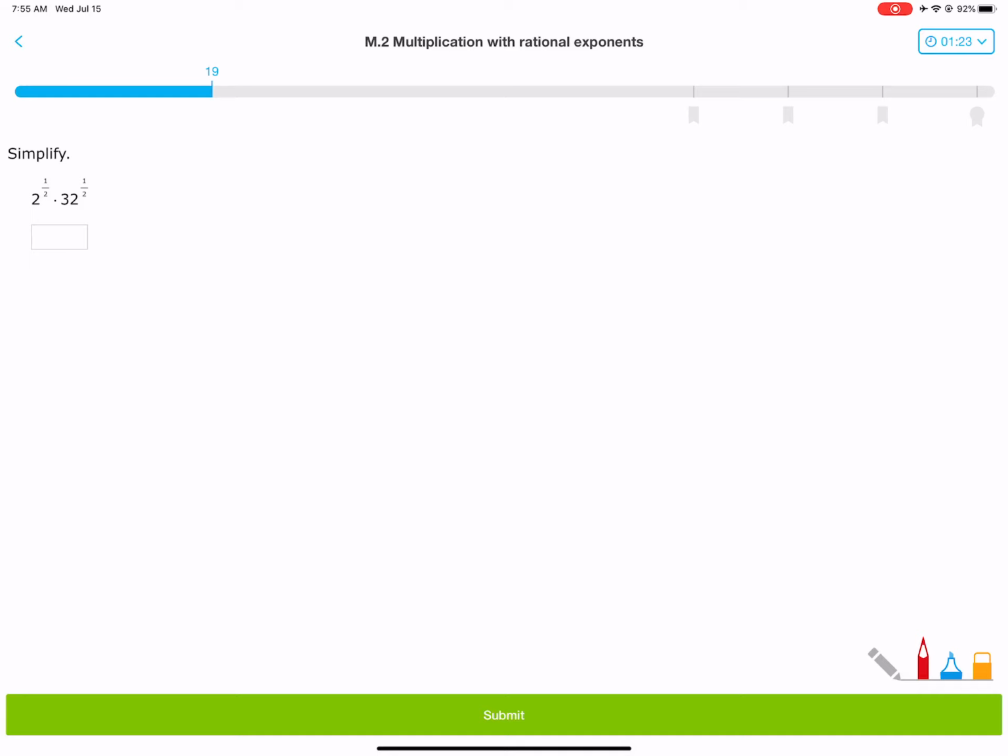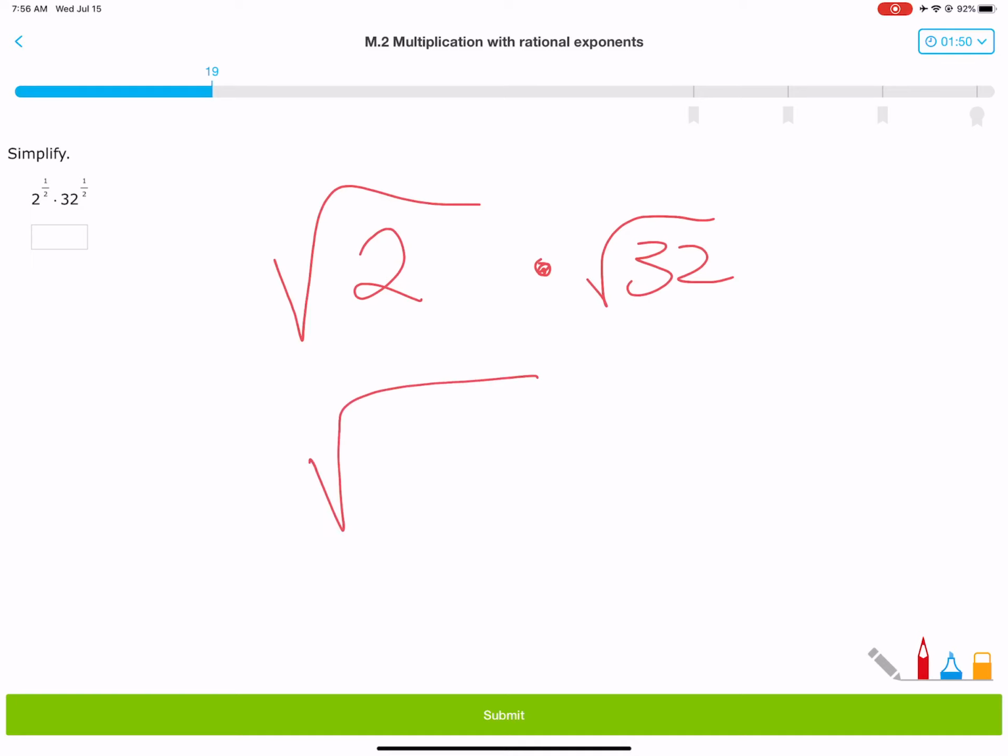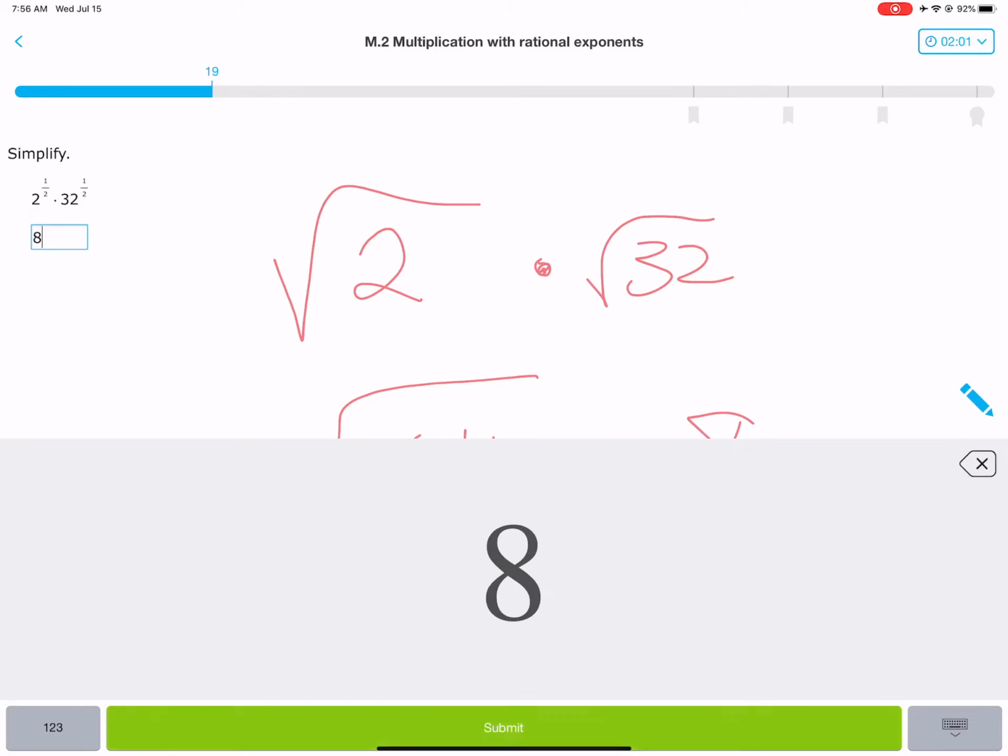So this one's a little more complicated. We got the square root of 2 times the square root of 32. Okay? When we have the square root times the square root, we can rewrite it as the square root of 2 times 32, which is 64. And what's the square root of 64? 8.